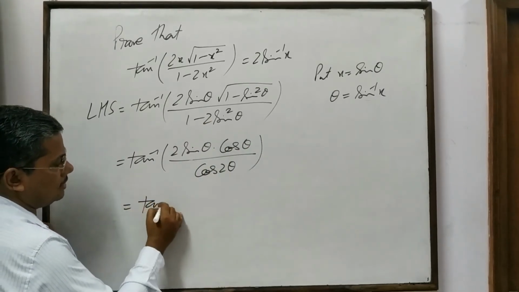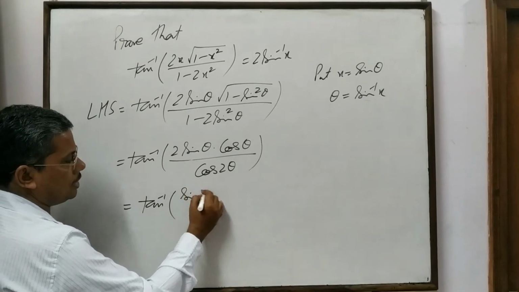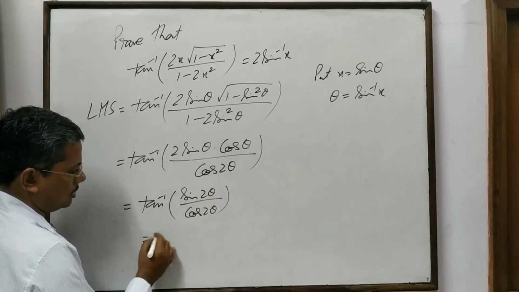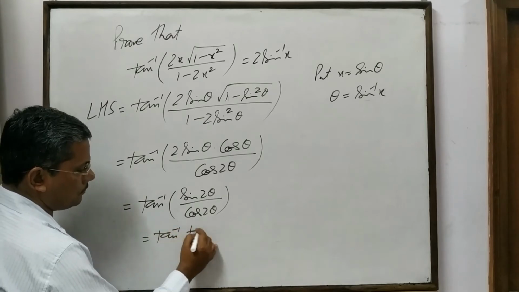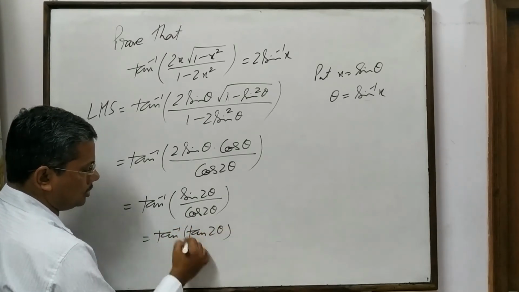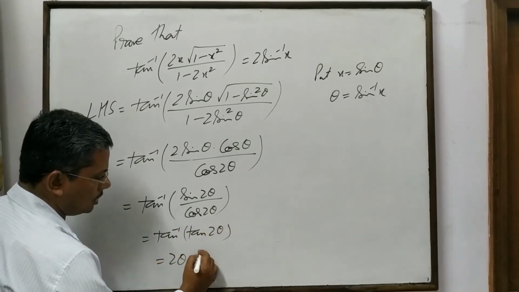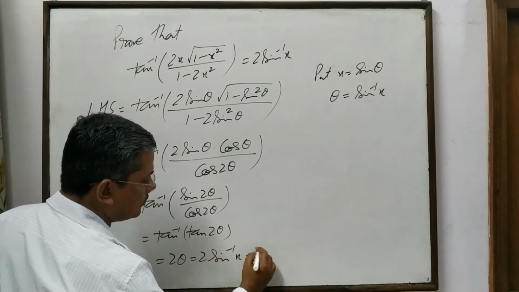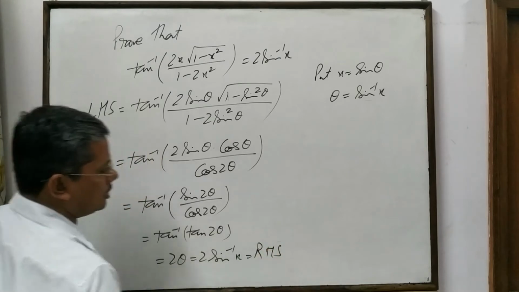That is tan inverse sin 2 theta upon cos 2 theta. It is tan inverse tan 2 theta. This is 2 theta. Theta is sin inverse x, so it is 2 sin inverse x, which is your right hand side.